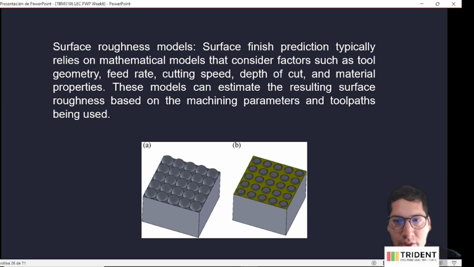The surface finish prediction typically relies on mathematical models that consider factors such as the tool geometry, the feed rate, the cutting speed, the depth of cut and material properties. And these models can estimate the resulting surface roughness based on the machining parameters and tool paths being used.